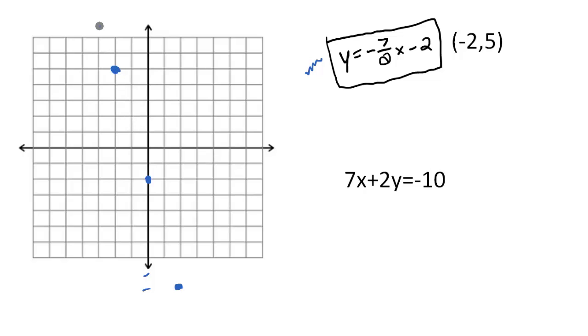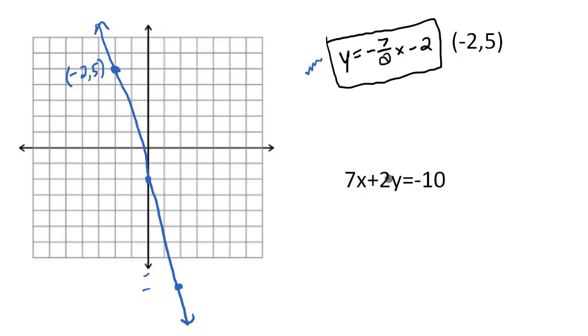So if I connect these, oh, that's a really bad line. There's the line, and then it had to go through (-2, 5). So if I go back 2 and then up 1, 2, 3, 4, 5, there's the point that it was supposed to go through, (-2, 5). So that worked out. And then it had to be parallel to this one down here.